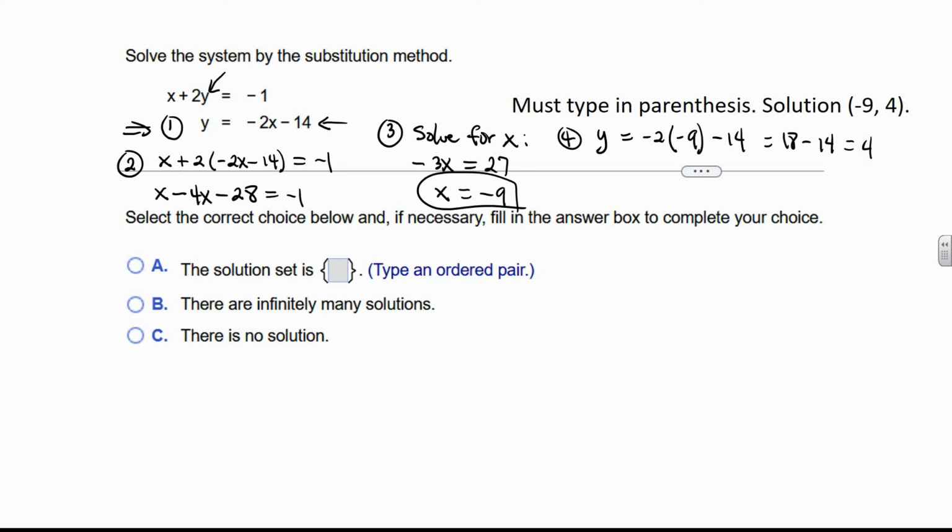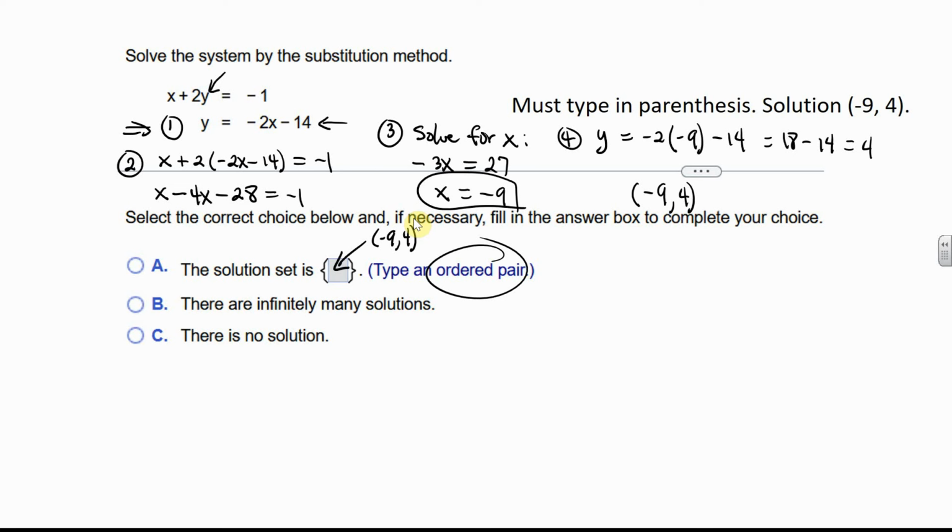So the solution set is an ordered pair. That means that it has two values, pair. And the pair that we get is the -9 comma the 4. And you plug that here. Now when you do that, make sure that you put that in parentheses.